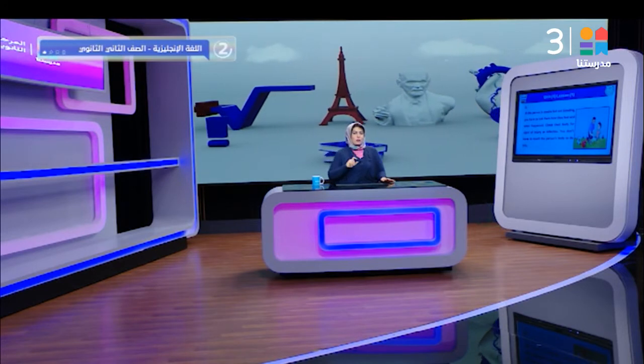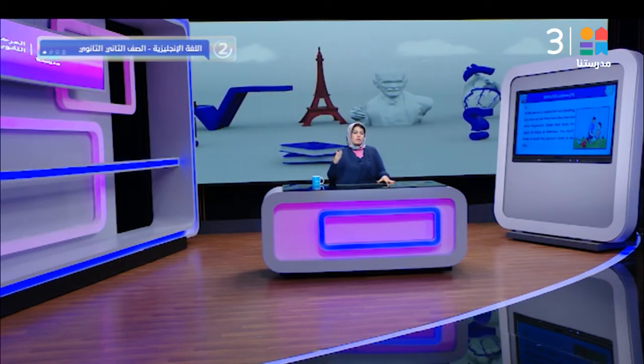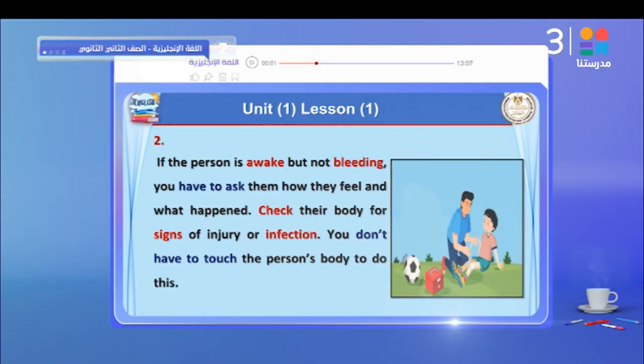Check their body for signs of injury. We must check the body for signs of injury. Okay? So an injury is a wound. Signs of injury means the signs that indicate there is a wound.